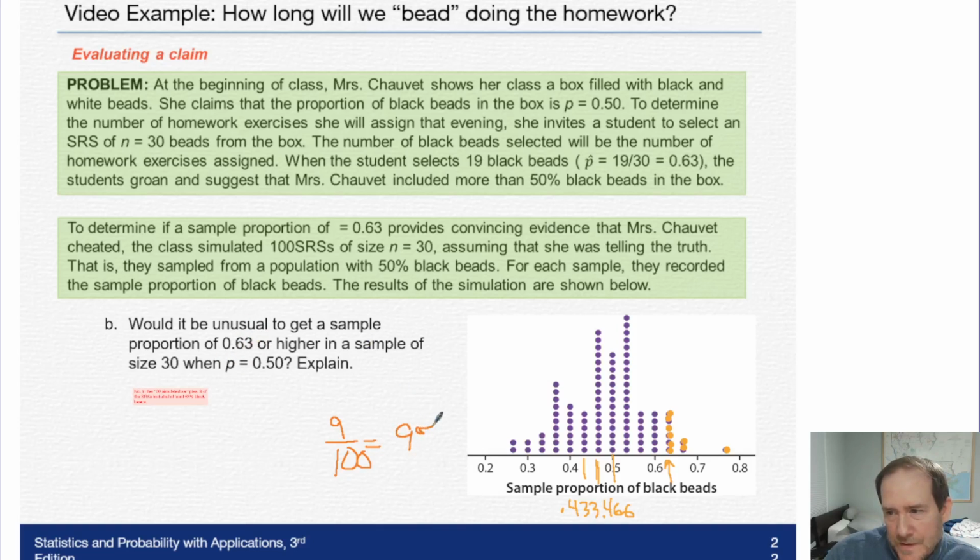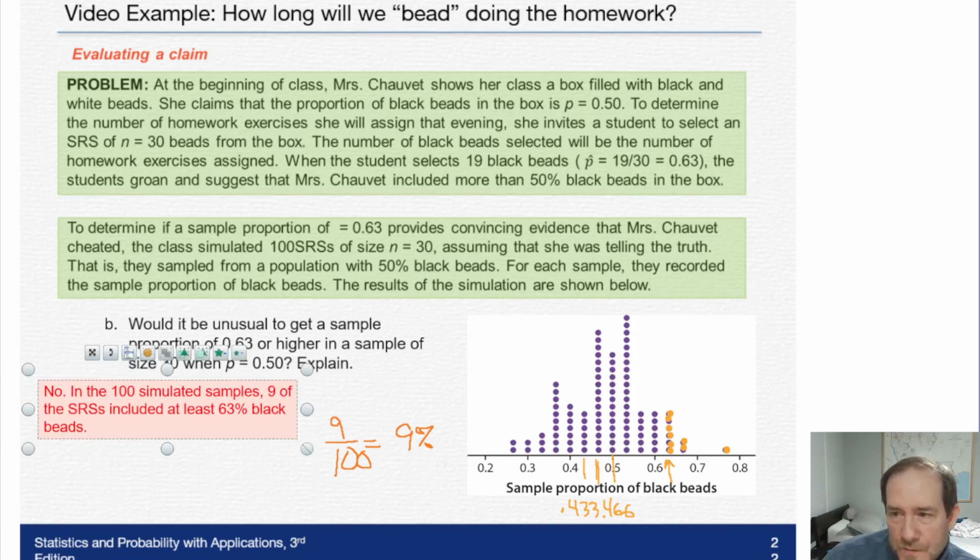9%. And what has always been our universal cutoff, at least up to this point? Our universal cutoff for a result that is strange is a result that only occurs 5% of the time or less. So this is not strange. Let me show you what the textbook says.